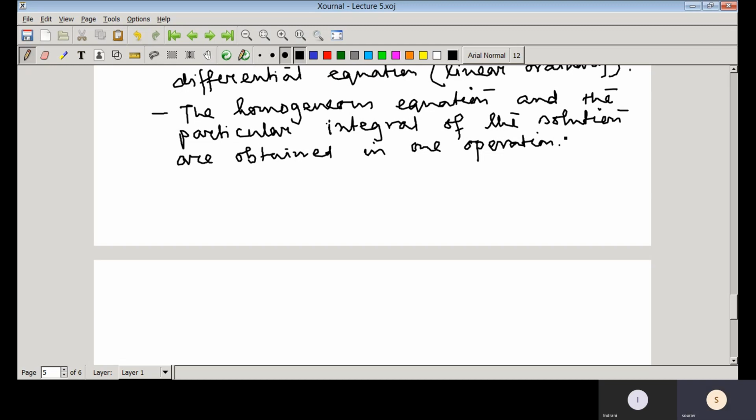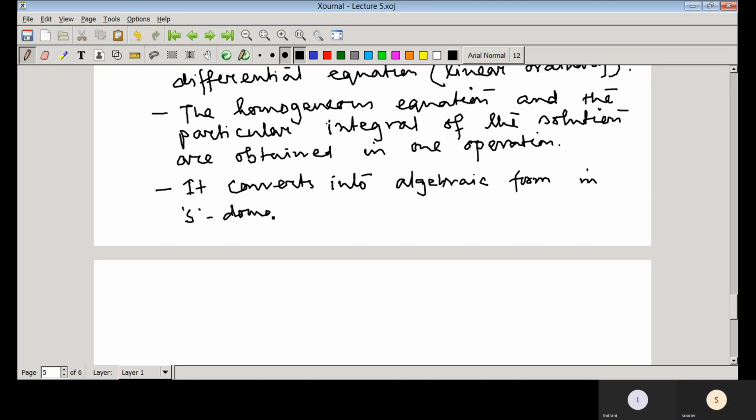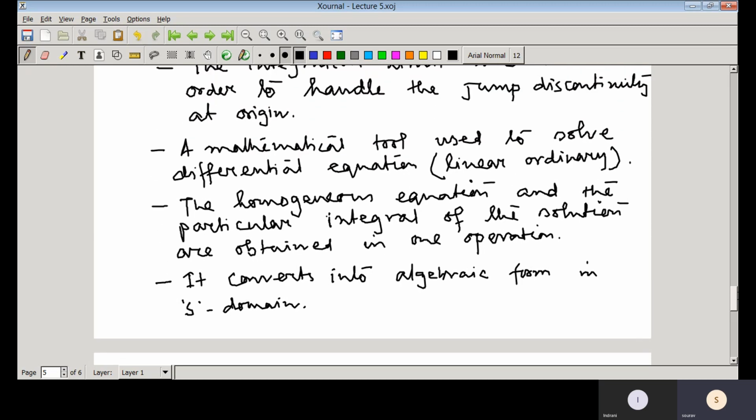And it converts into algebraic form that we have discussed. So then it is very helpful. That means whenever that integral differential equation is converted into algebraic form, then it is very easy to handle. And I have already pointed out that initial conditions are automatically included via that transformation. So these are all important features of that Laplace transform.